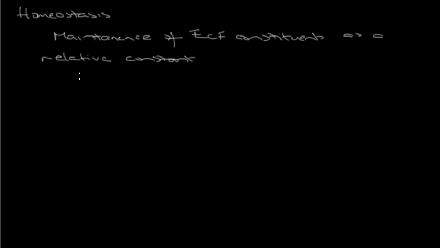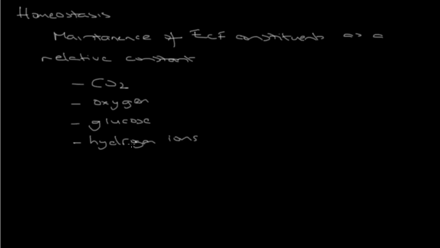And there's a number of factors that need to be kept in a pretty tight range in that extracellular fluid. So what are those things that need to be kept in a tight range? Okay, CO2, carbon dioxide, a waste gas. Oxygen, obviously very important for the cells to function properly, for them to be able to metabolize. Glucose, again, an important substance for the body to be able to function properly. The hydrogen ions need to be maintained at a constant level. The body doesn't like it if they get too high or too low.